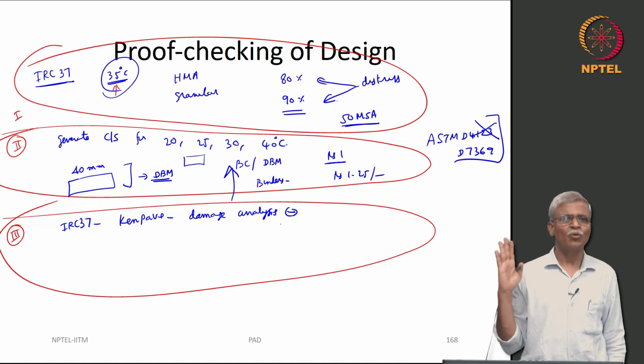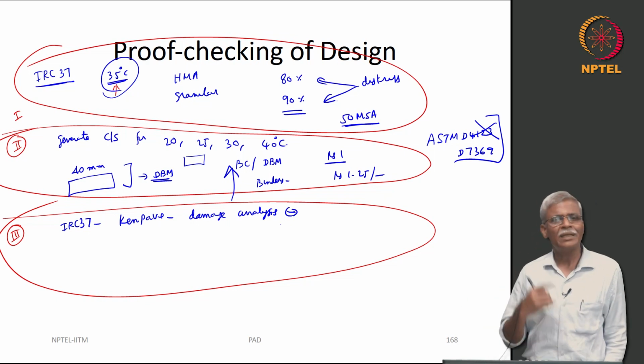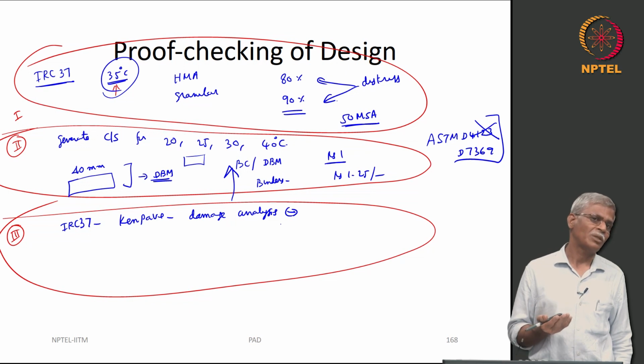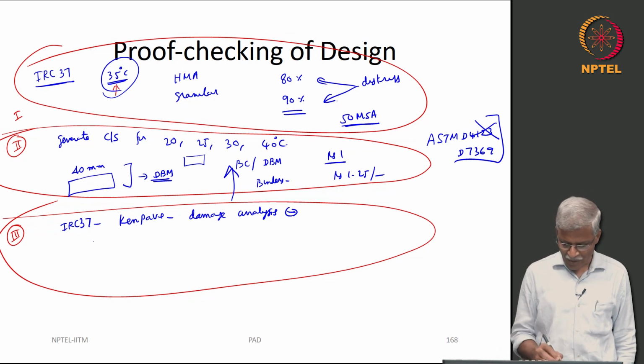So, you can go up to 4 load classes in KenPave. So, you give all those values, give the distress functions, generate the damage, and you will be surprised that some of the cross sections may not really pass this damage analysis. Please find it out. So, this could be very interesting.